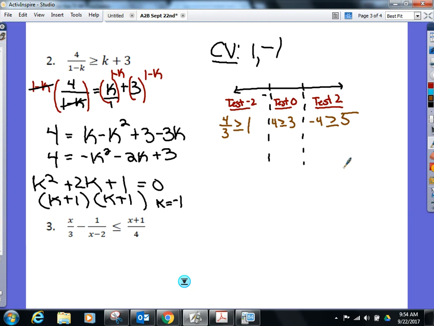No, we never test the critical values. Always numbers in between or outside. So now is that a true statement? Is 4/3 greater than or equal to 1? What's 4/3 as a decimal? Well, not negative. You got 4/3 there. So just do 4 divided by 3. Bigger than 1? Yeah. So that's true.